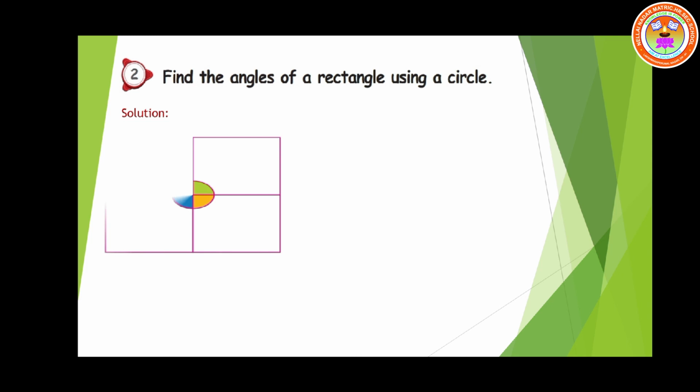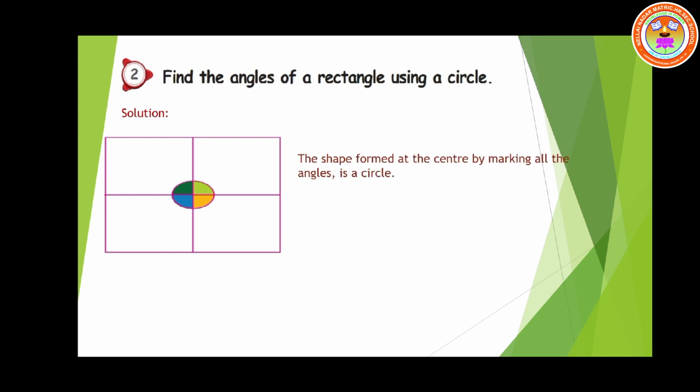Solution. So, I have taken a rectangle. I have divided it into 4 parts. Now, each part has an angle. That angle will be equal to 90 degrees. Now, when I take all the angles, they resemble a circle. The shape formed at the center by marking all the angles is a circle.